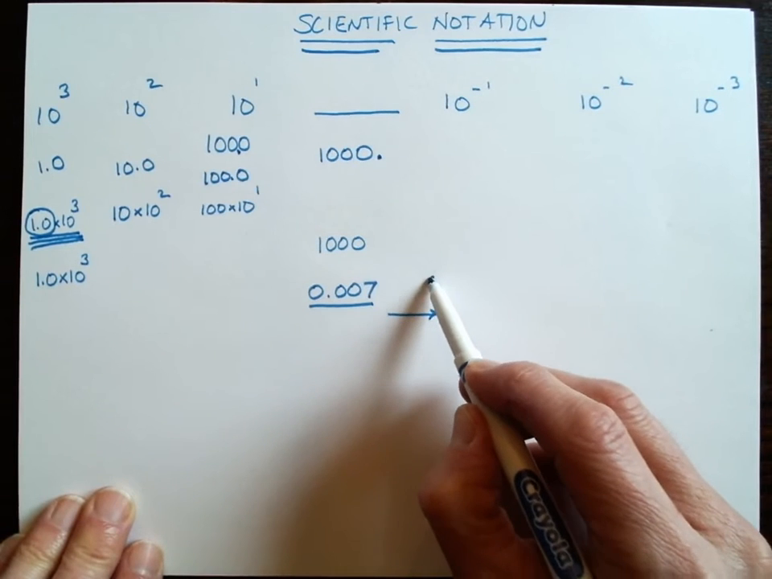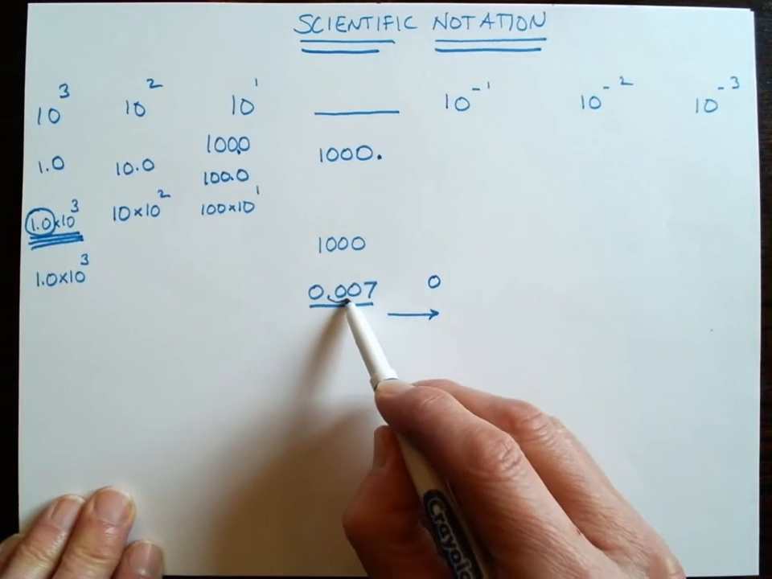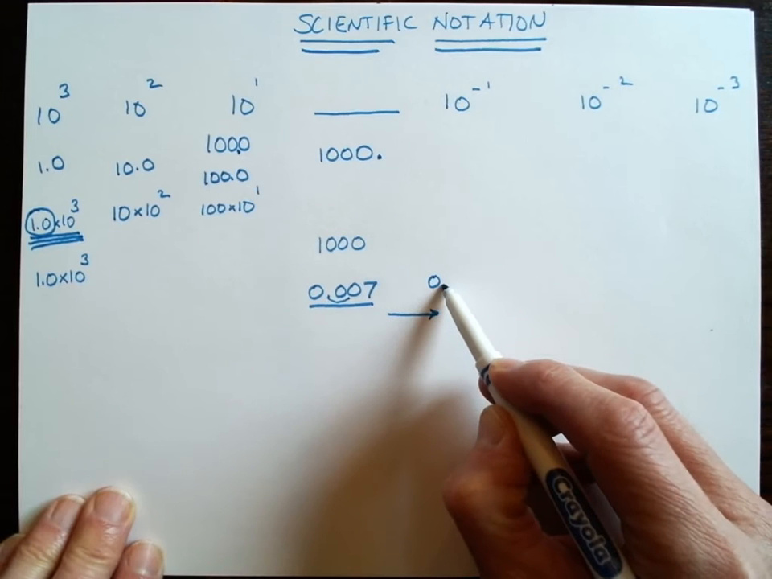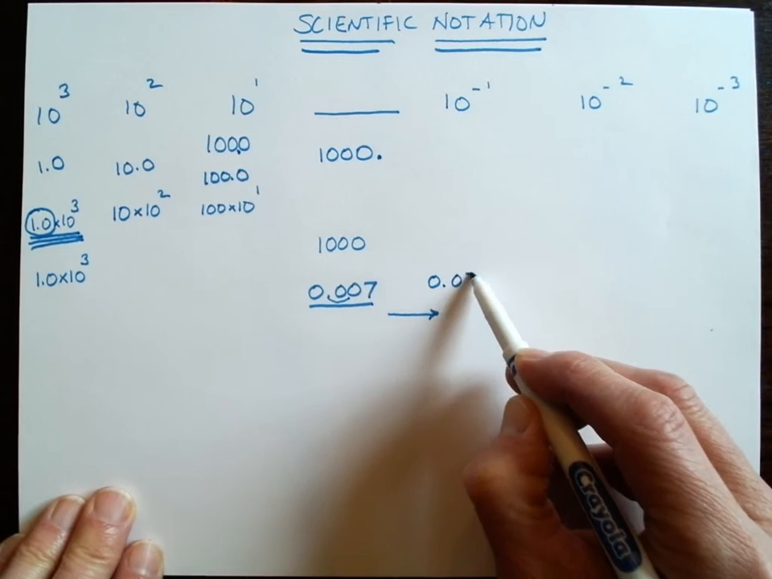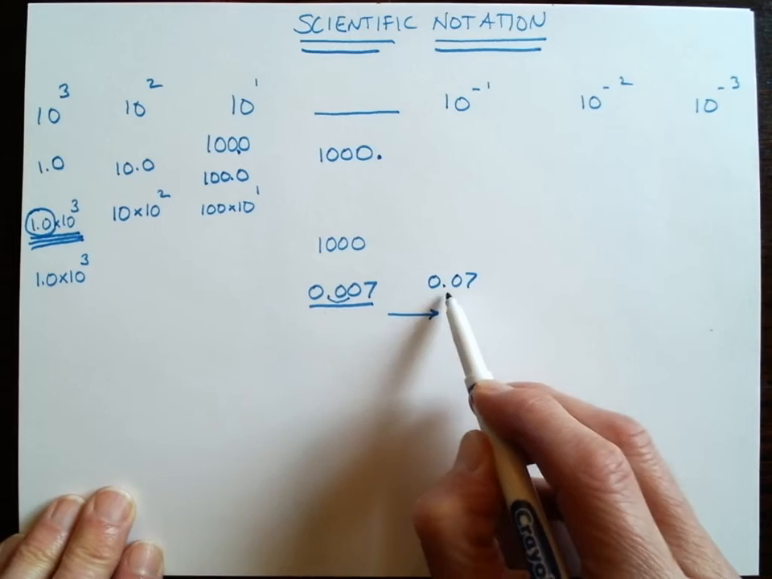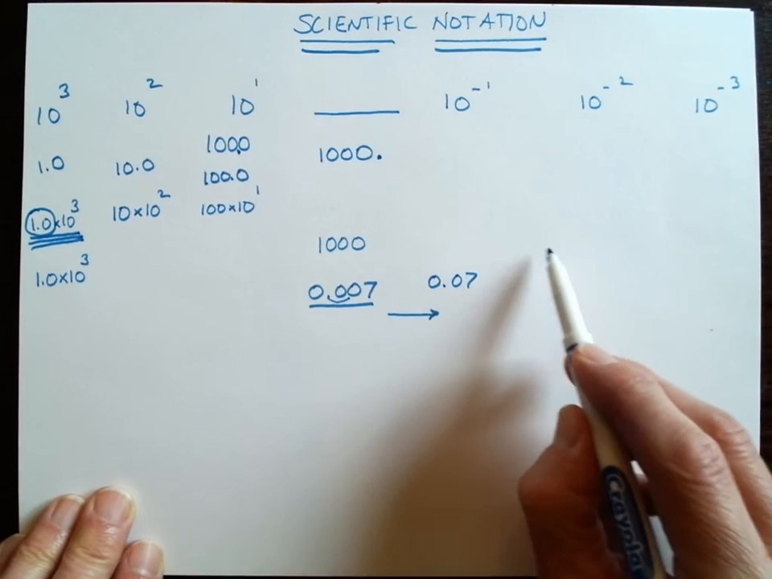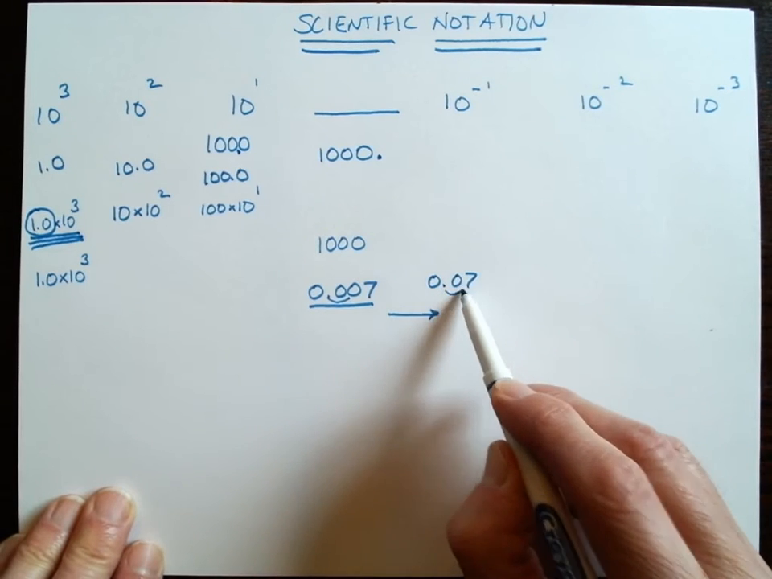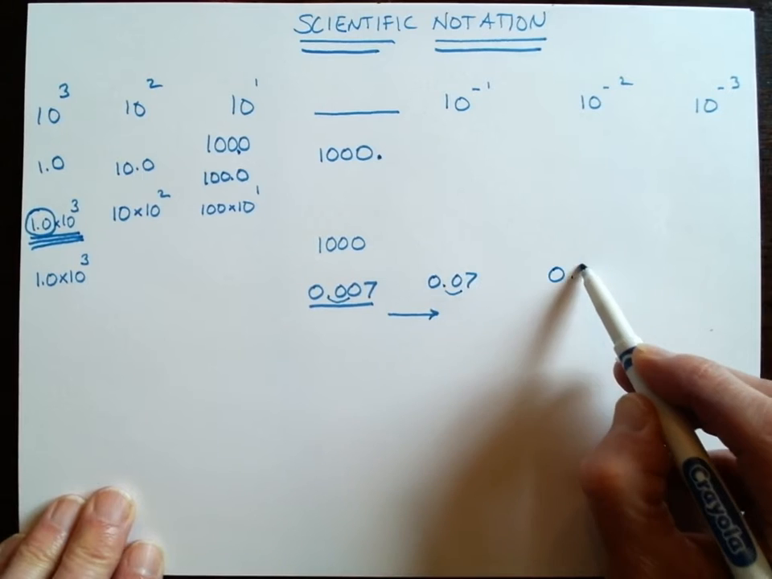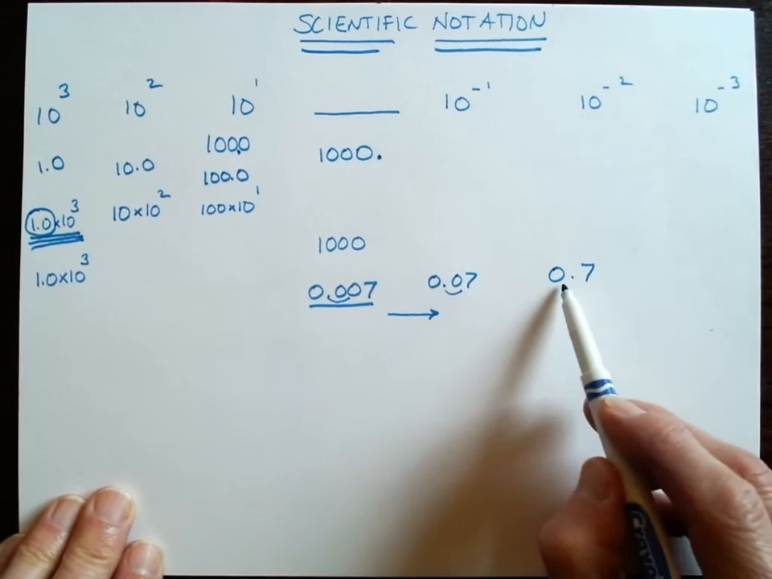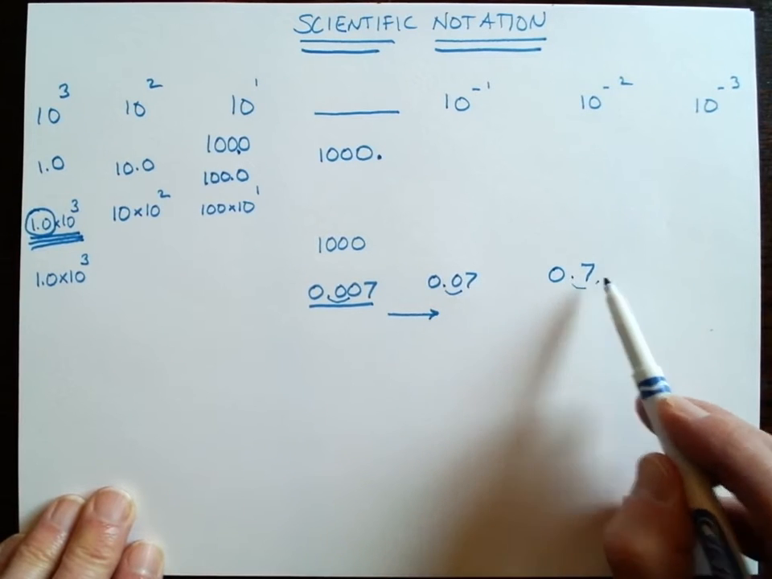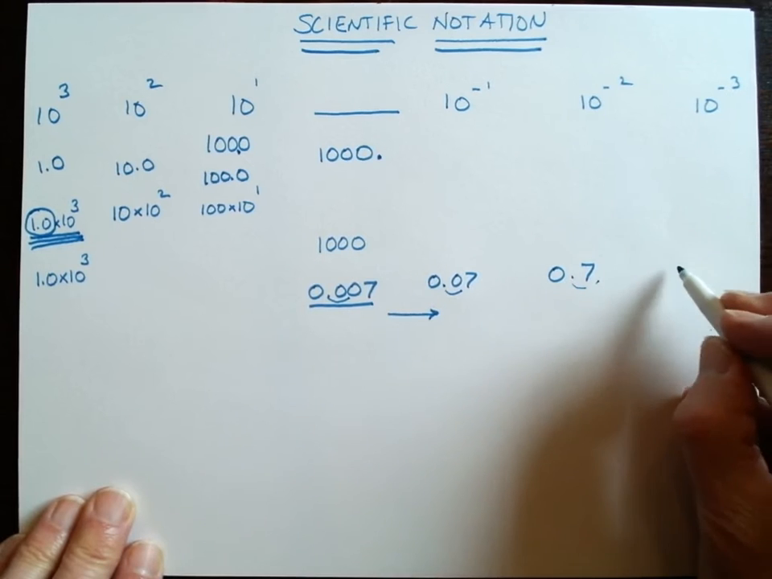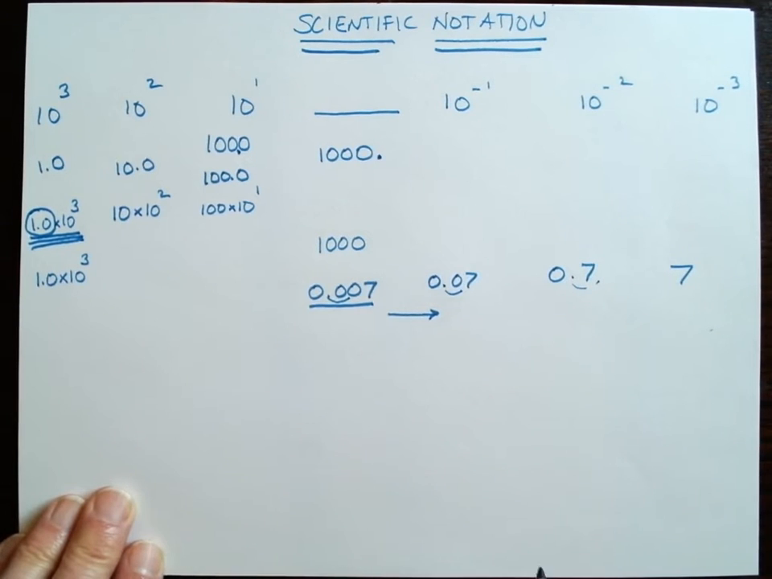So I'll write this as 0. Let's see, I've got to move it this way. 0.07 it looks like, right? I moved it one spot. Yep. And if I move it one space this direction, I'm going to move the decimal one space. So I'm going to write this as 0.7. And then finally, if I move it one more space, I'm going to move the decimal in the same direction I'm moving, and I'm going to write that as 7.